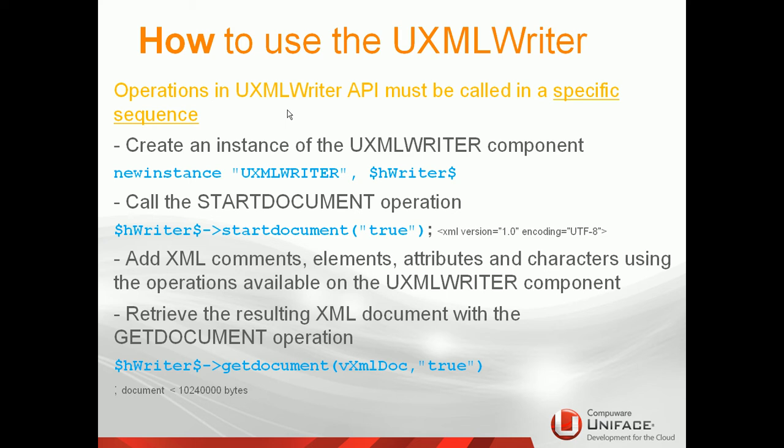To retrieve the resulting XML document, you need to call the getDocument operation, and here's an example of how to store the document into the variable vxmldoc. The second parameter is a Boolean in parameter, and it indicates whether the XML document returned is kept in memory. The get document can only retrieve a maximum of about 10 megabytes, so you may need to issue multiple calls to this operation if your file is larger than that.